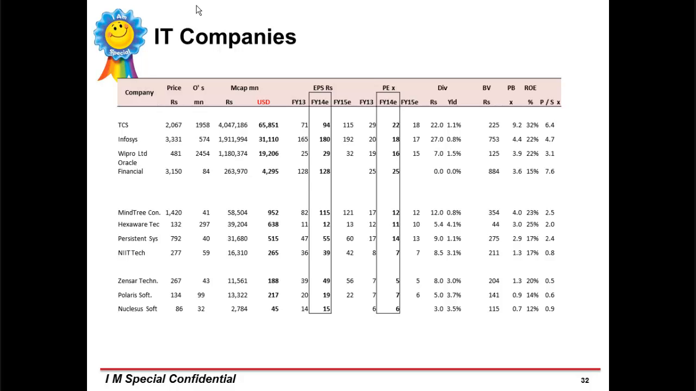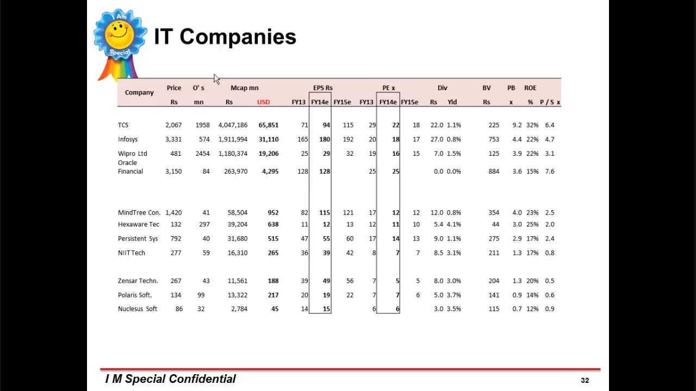PE is simple, the historical would always be higher, so generally we take one year forward EPS, or forward PE, which is 1958 divided by 94, that is 22 times. Dividend is 22 divided by 2000, 1% yield. Book value again, 2067 divided by 225, 9 times. ROE again, we all know, profit divided by your net worth. Price to sale 6.4 times.